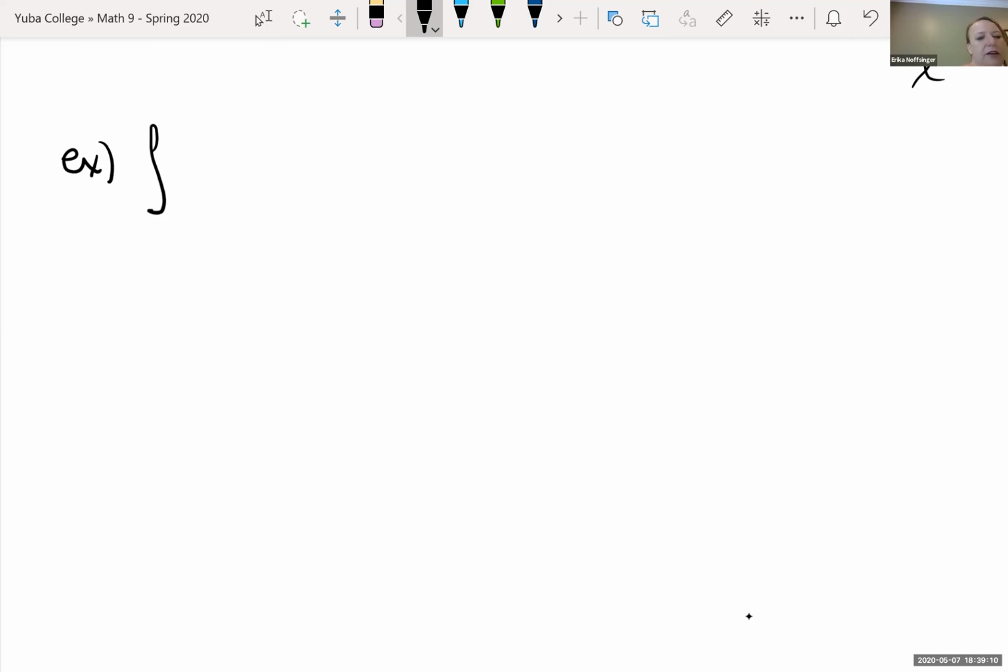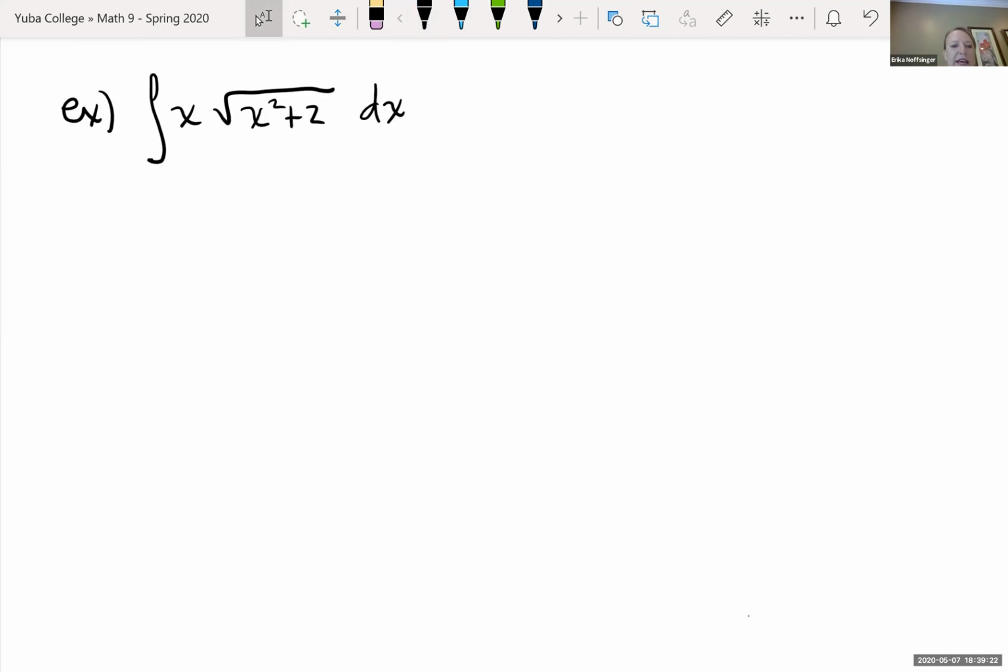So the antiderivative of x all times the square root of x squared plus 2 dx. Okay, in this case, I can't distribute that x inside of the radical, and I can't integrate it how it's written. So this is where we want to use u substitution. If we choose u to be what's underneath the radical, then we could rewrite that as u to the 1/2 power. So let u equal x squared plus 2. Take the derivative of both sides, we get du equals 2x dx.